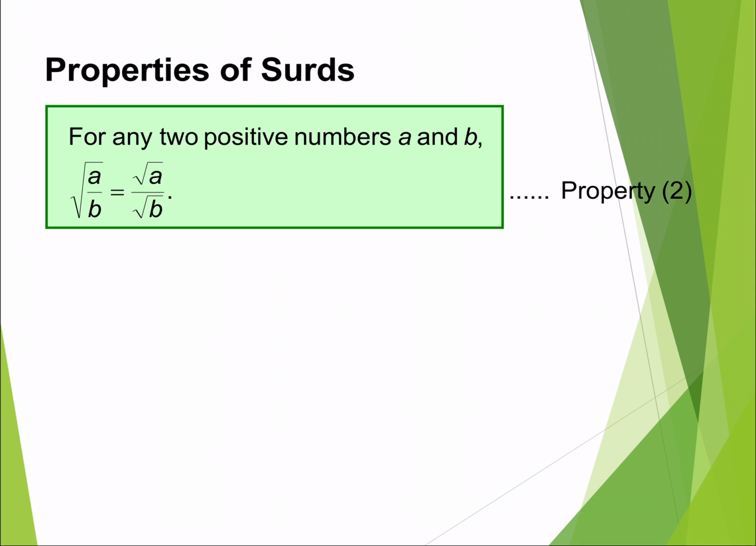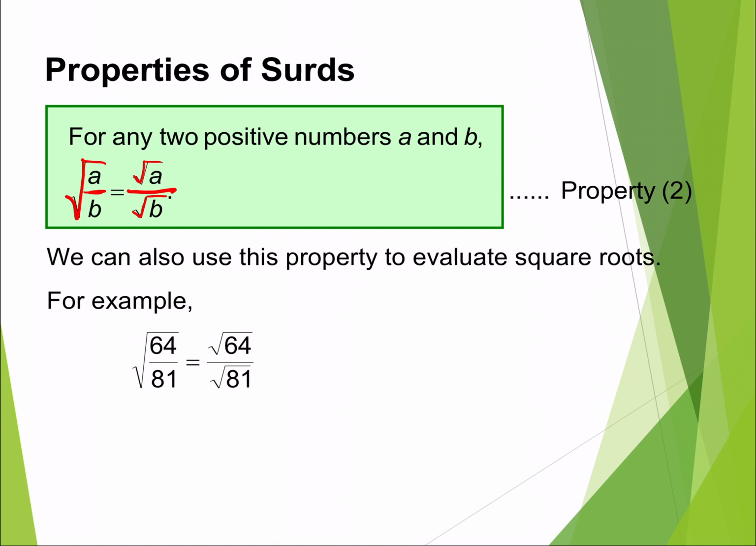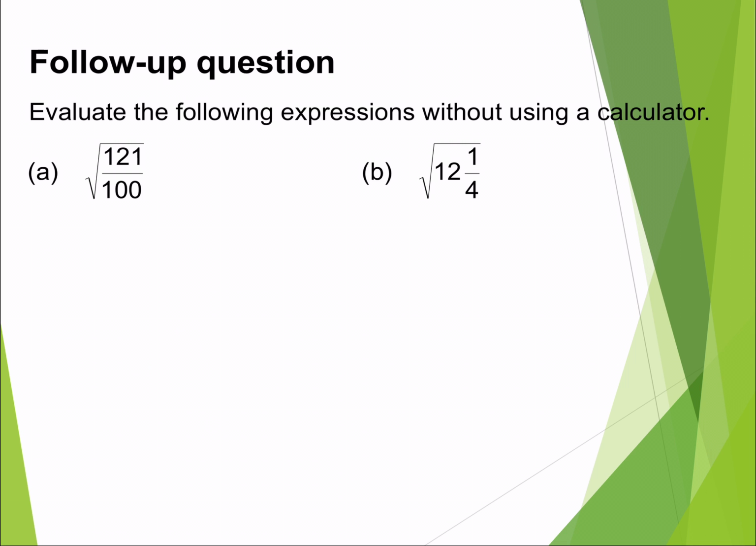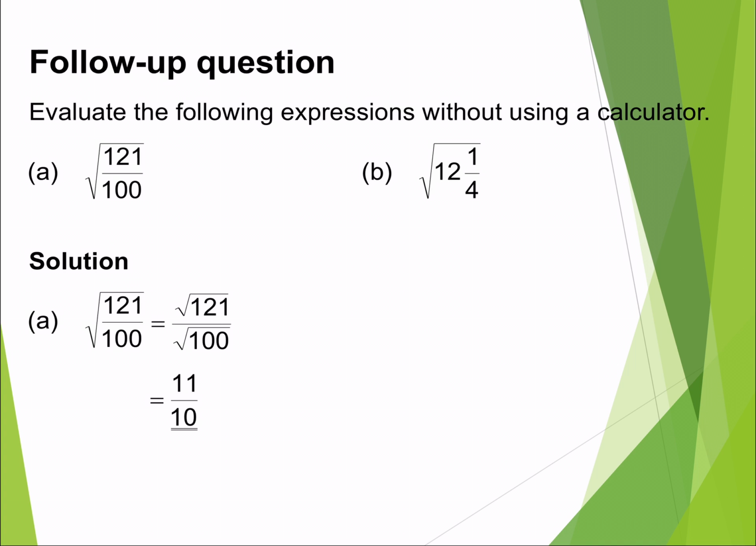So it seems that if it is a division, the square root can be distributed to both of them and then we do the division. Okay? So an example, distribute the square root to 64 and 81. Okay, so it equals 8 divided by 9. And then part A, distribute the square root, so it equals 11 divided by 10.